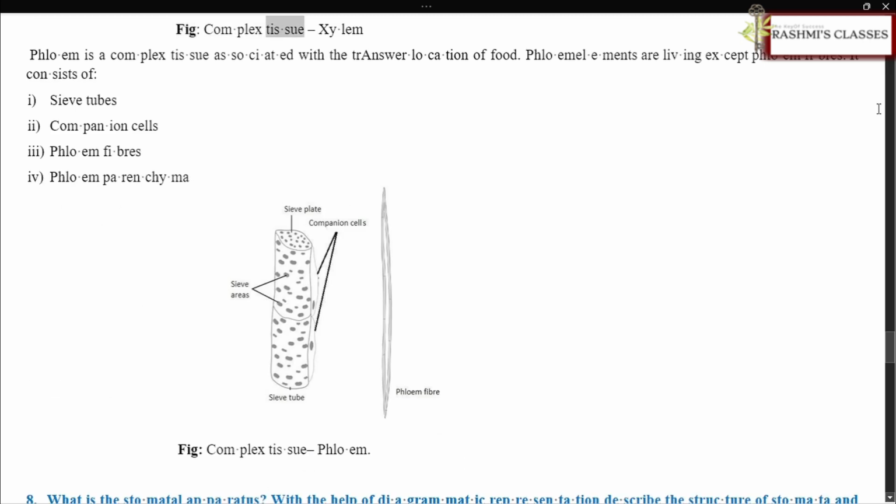Fig. Complex tissue, xylem. Phloem is a complex tissue associated with the translocation of food. Phloem elements are living except phloem fibers. It consists of sieve tubes, companion cells, phloem fibers, phloem parenchyma. Fig. Complex tissue, phloem.